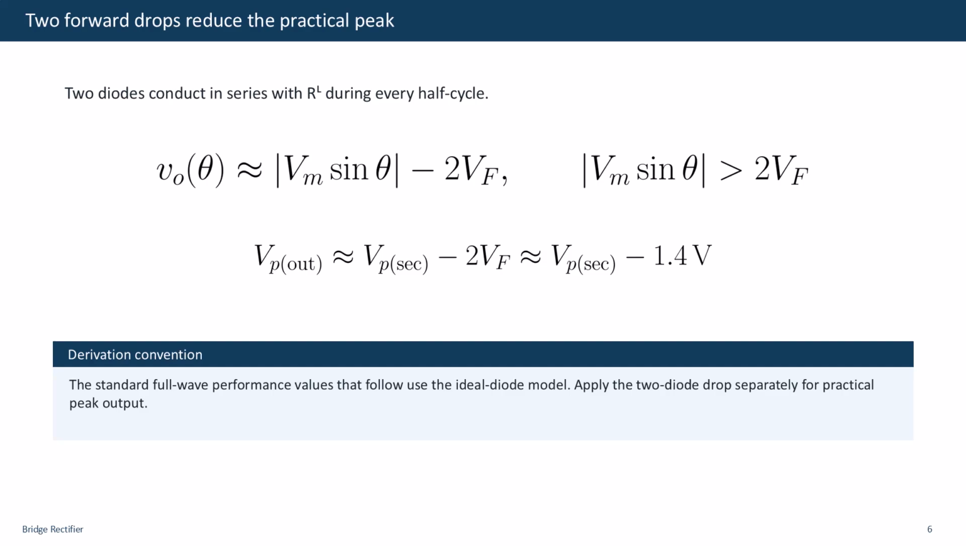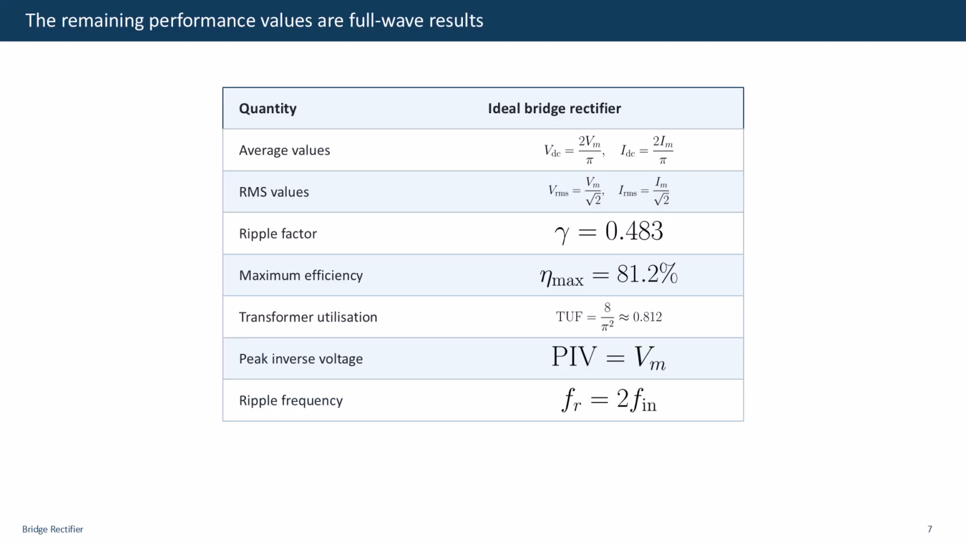This is the main voltage penalty of the bridge compared with the center-tapped rectifier, where only one diode lies in the conducting load path. For the ideal bridge, the load voltage and current have the same full-wave rectified shape as in the center-tapped full-wave circuit. Therefore, we do not repeat the average value, RMS value, ripple factor, or rectification efficiency derivations.